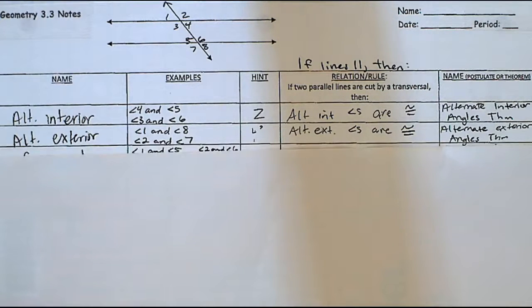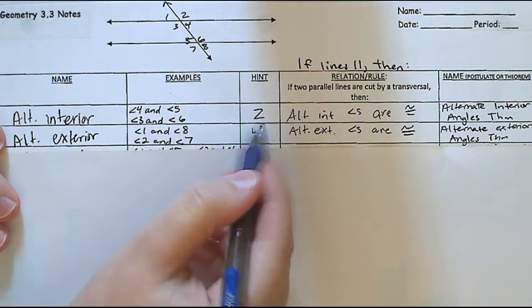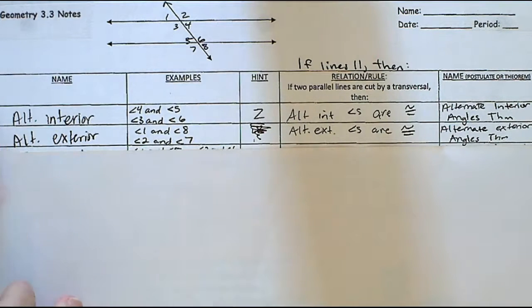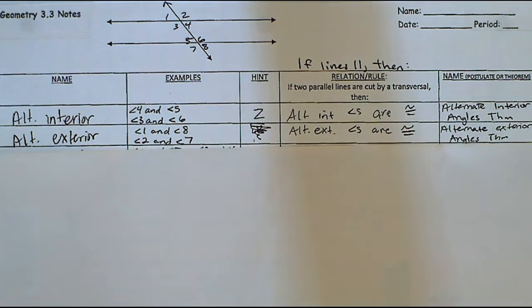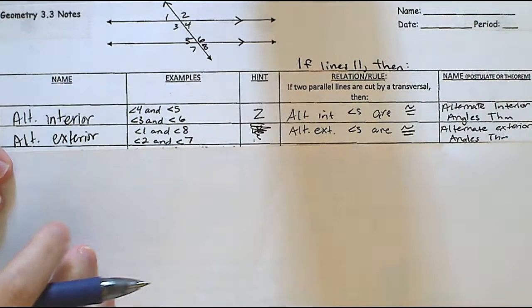The second relationship is the alternate exterior. So just to remind you, that would be like angles 1 and 8 or 2 and 7. There's not really a hint for this one, so you can kind of leave that one blank or cross it out. You just have to know the exterior, alternate exterior. What you should have noticed from the investigation is that when the lines are parallel, then exterior angles are congruent. So again, all of these relationships only happen when the lines are parallel.